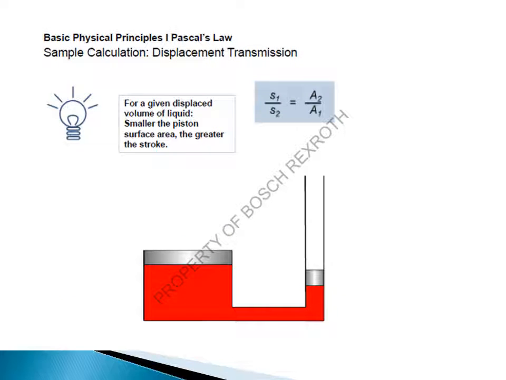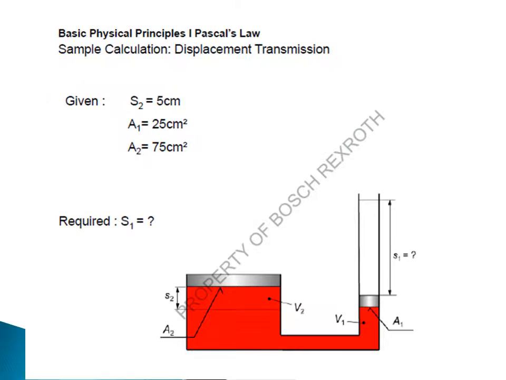So we can say, if we want to conclude the concept, for a given displaced volume of liquid, the smaller the piston surface area, the greater the stroke. It means if you decrease the area of this section, you can get the maximum deflection. If deflection is our requirement by using fluid power, then we can get the maximum deflection by applying the small deflection at this larger area or larger end.